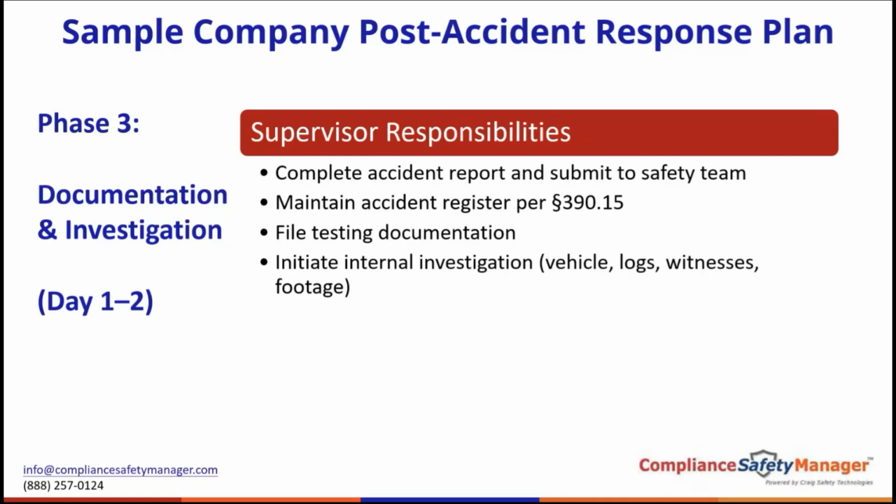But the accident register generally contains information such as the date of the accident, where the accident occurred, the driver's name, number of injuries, number of fatalities, whether a vehicle was towed, and whether hazardous materials were released. And again, that needs to be retained for 3 years. And additionally, you need to retain copies of all accident reports.